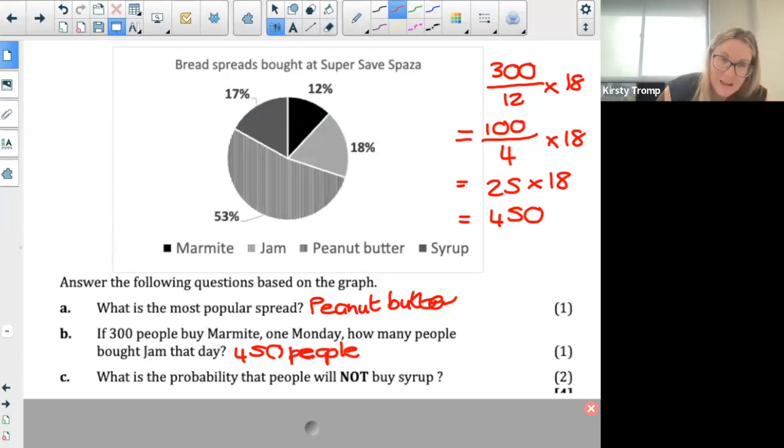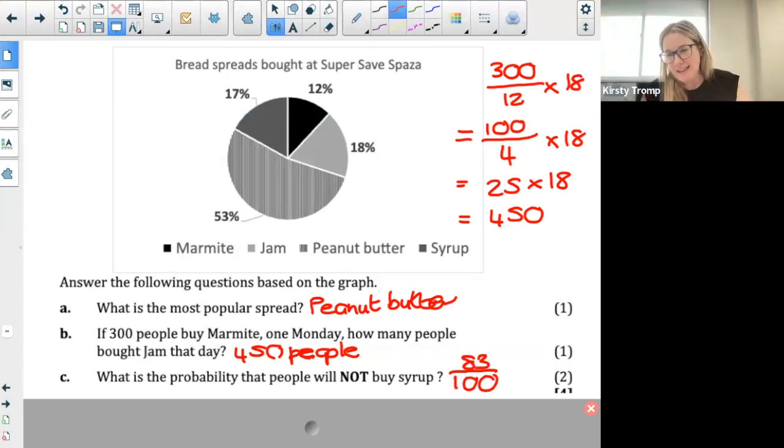The last question says, what is the probability that people will not buy syrup? If I'm looking at syrup, syrup is 17%. So there's a 17% chance people will buy syrup. What's the probability that they won't buy syrup? It's going to be 83 over 100, or you can say 83%. Either one, perfect.